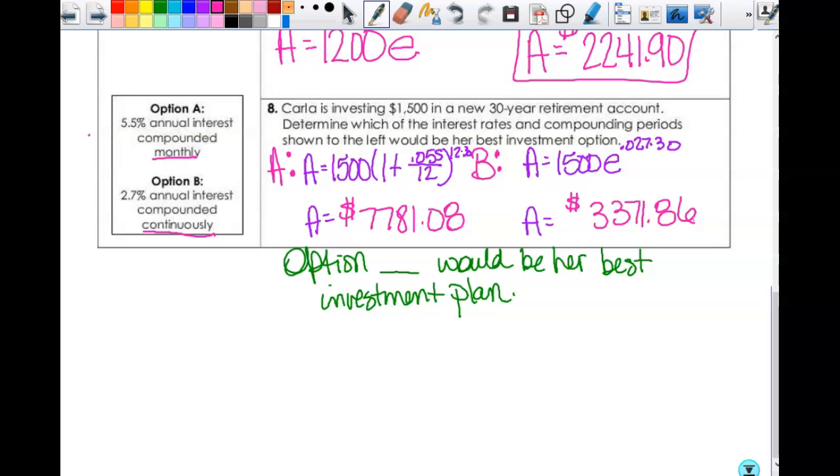Now, I want to point this out to you, though. I need to change this question so that this isn't that much lower. It is possible to have a lower interest rate, but compound continuously, and it still be a way better option than this one, right? Or at least for them to be closer. But yeah, it's option A. So make sure you actually answer the question as well. Okay, we good? What questions do you have?